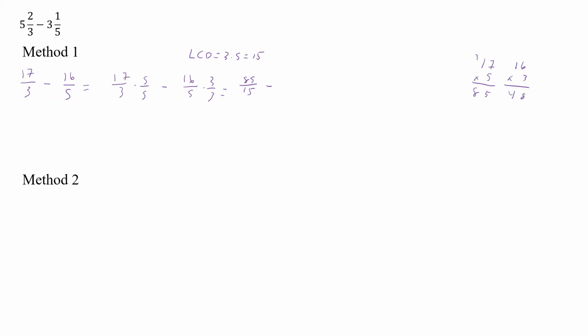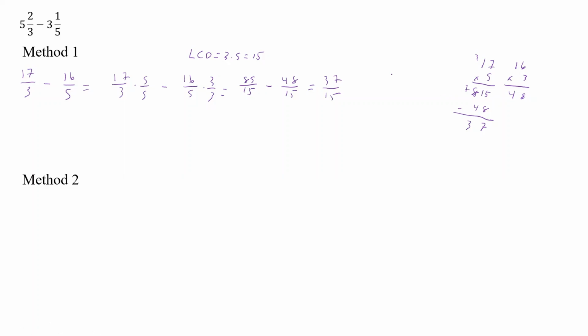so it's going to give us 48 over 15. So now we just take the 85 minus the 48, so if we go ahead and do that here, we have to borrow here, so that's going to be a 7, that's going to be a 15, and 7 minus 4 is 3, and so we get 37 over 15.